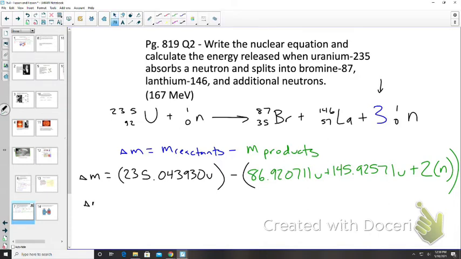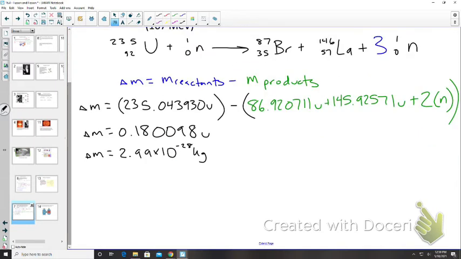You should get a change in mass equaling 0.180098 atomic mass units, which in kilograms is 2.99 times 10 to the negative 28. Okay, so to find our change in energy is equal to change in mass times the speed of light squared. So we'll just substitute in our mass there.